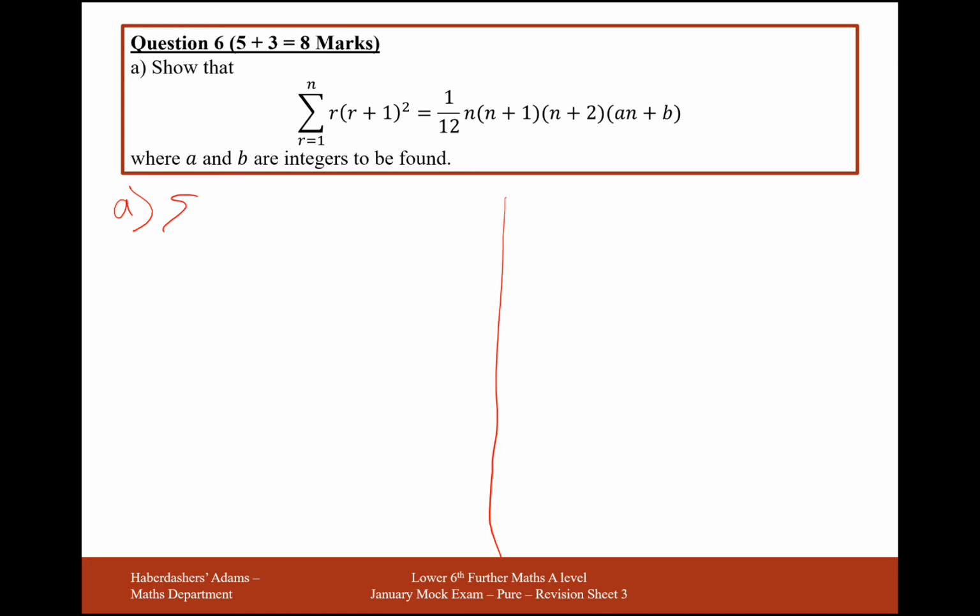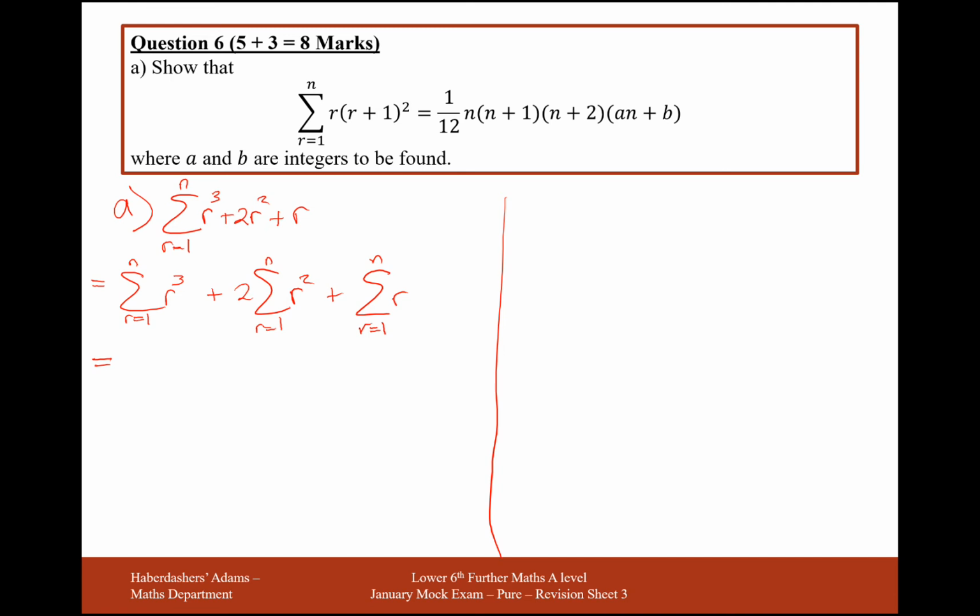So first things first, I'm going to expand the brackets of what I have for my series. So that would be r cubed plus 2r squared plus r. And then I'm going to split up these individual series so that I can then use my formulas. So it's the sum from r equals 1 to n of r cubed, plus 2 lots of the sum from r equals 1 to n of r squared, add the sum from r equals 1 up to n of r. Okay, so now we use our formulas.